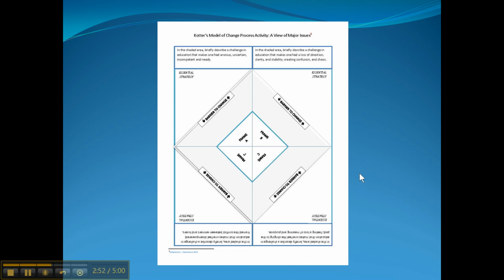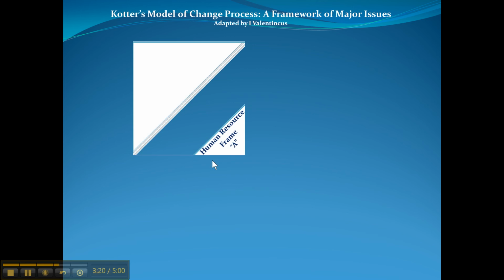Now let's look at Frame A first and see how that works out as an activity and what this means. As a note, this is part 1 of 2 parts of a series of working out Kotter's frame of change. So the first frame we'll look at is the human resource frame, Frame A. In that frame, there are barriers to change. So what does it mean, human resource frame?